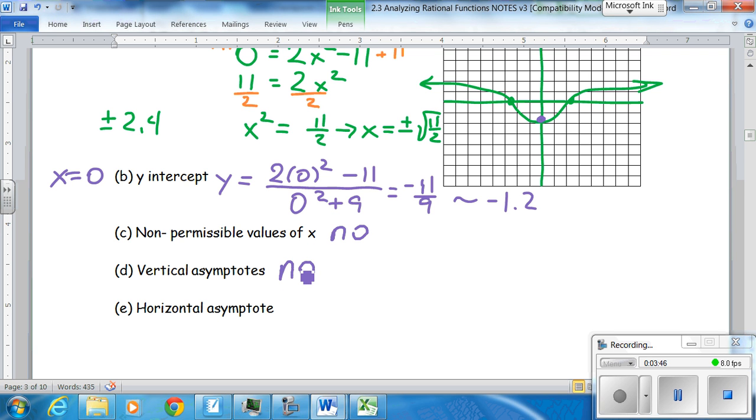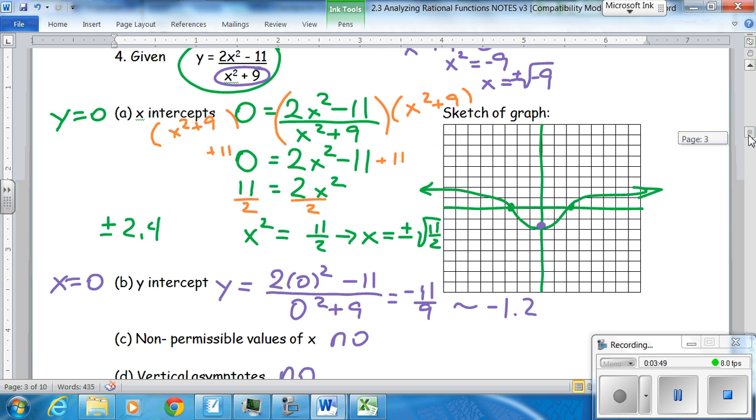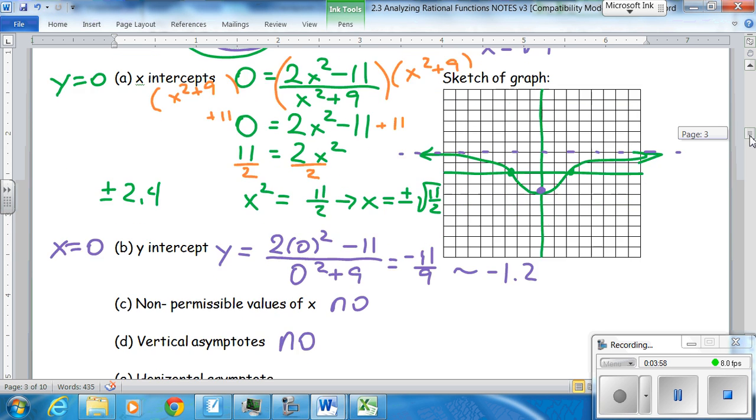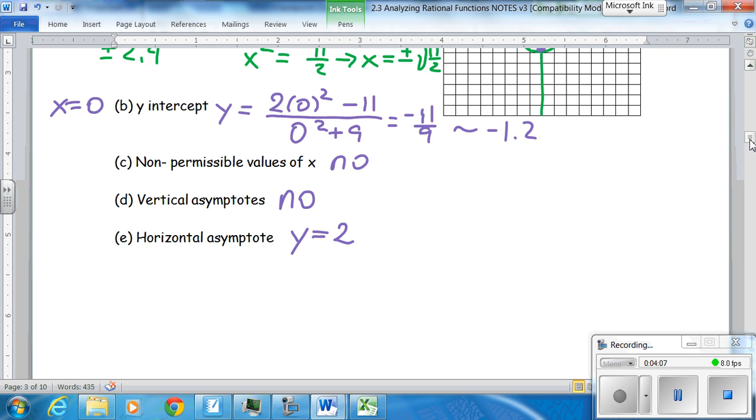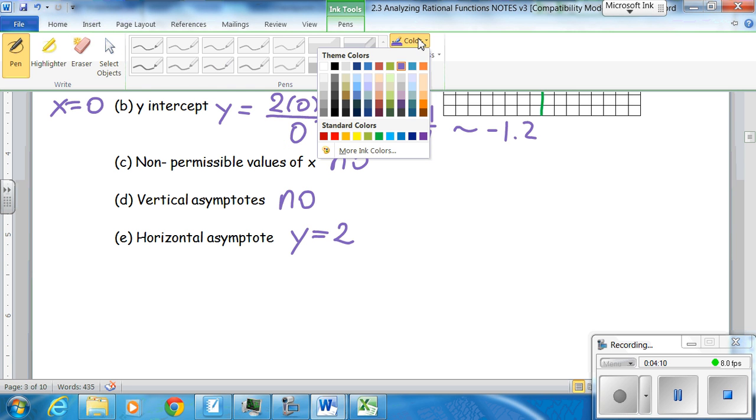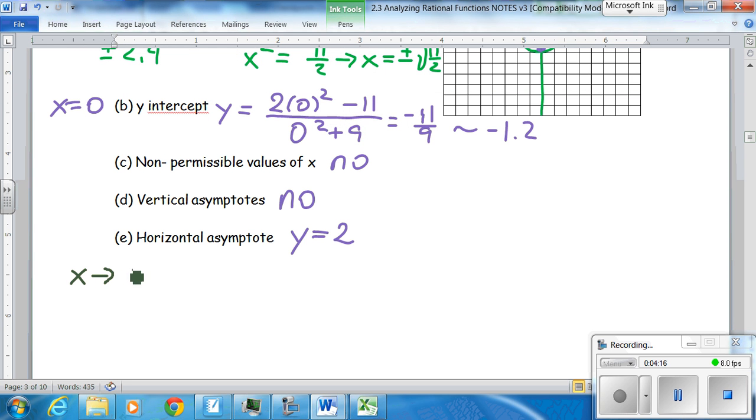Now, horizontal asymptote. This does appear as though it's going towards 2. You can check that on your table of values. Please do. However, you can also prove it, check it algebraically. As x goes to infinity, y is equal to 2x squared over x squared, which is 2. Works for me.